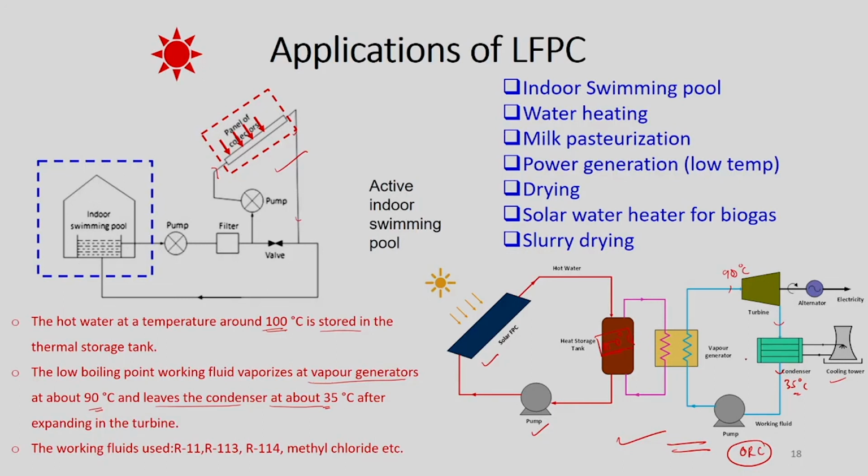The working fluid normally used is R11, R13, R114, then methyl chloride, etc., having a low boiling point. This is also a closed loop, and this is also a closed loop. We need a heat exchanger to exchange the heat generated via this flat plate collector, and then it is expanded in the turbine and electricity is generated, and the rest is condensed and circulated again and again.